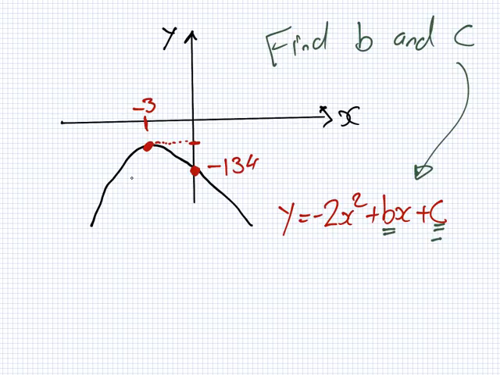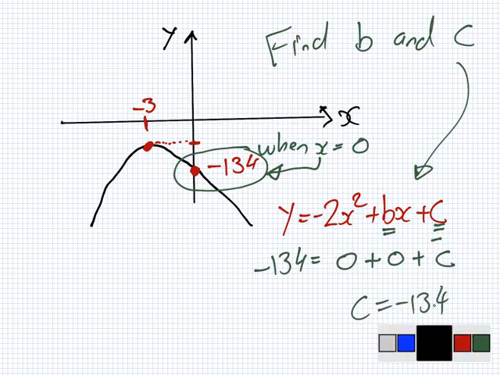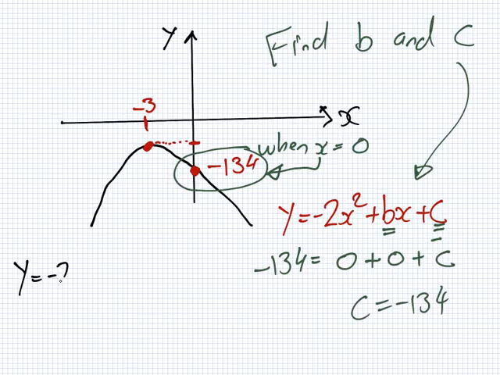Okay, let's do it. So if you look here, when x is 0, you get this for y. Yes? So minus 134 should equal 0 plus 0 plus c. Okay, so this is c. So you have y equals minus 2x squared plus bx minus 134.